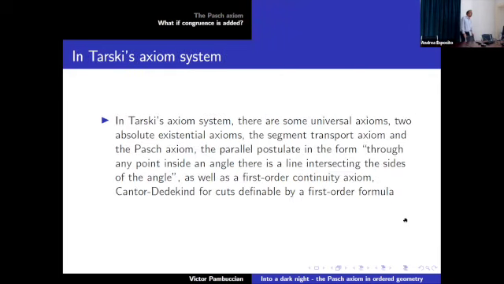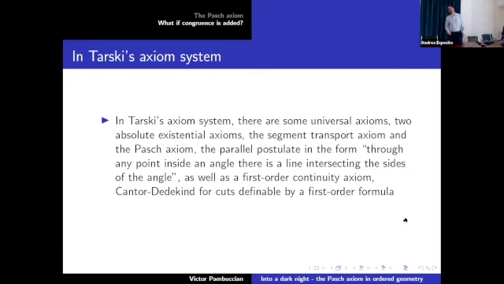Now, so far, we're done with the analysis of just pure betweenness geometry. We know that betweenness occurs in Euclid, but Euclid has congruence as well. So how is the situation there? Well, let's look at Tarski's axiom system. In Tarski's axiom system, there are some universal axioms.